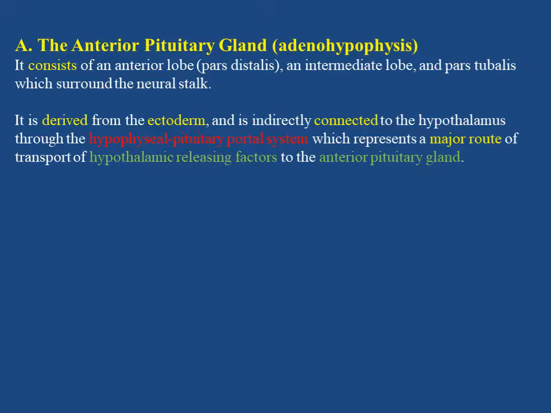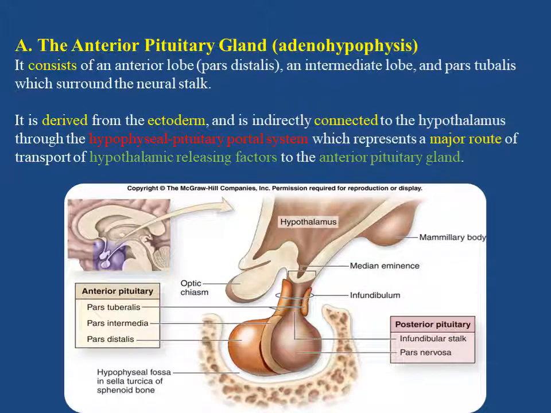The anterior pituitary, or adenohypophysis, consists, as I told you, of the anterior lobe, the pars distalis, the intermediate lobe, and the pars tuberalis around the neural stalk. It's derived from the ectoderm and directly connected to the hypothalamus through the hypophyseal pituitary portal system, which represents a major route of transport of the hypothalamic releasing factors we talked about a few minutes back to the anterior pituitary gland.